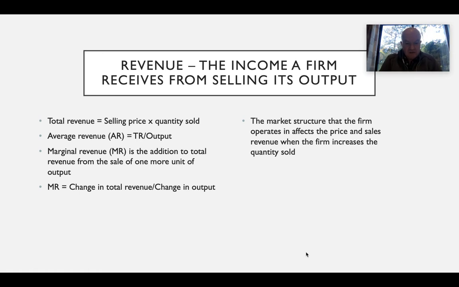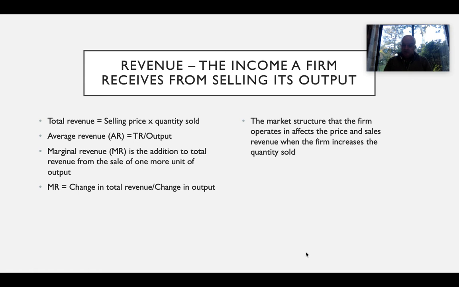Marginal revenue, known as MR, is the addition to total revenue from the sale of one more unit of output. Another way of looking at it is the change in total revenue divided by the change in output. Okay, so that's something about revenue, and also the different types of revenue and different ways in which we can calculate revenue, average revenue, marginal revenue, etc.